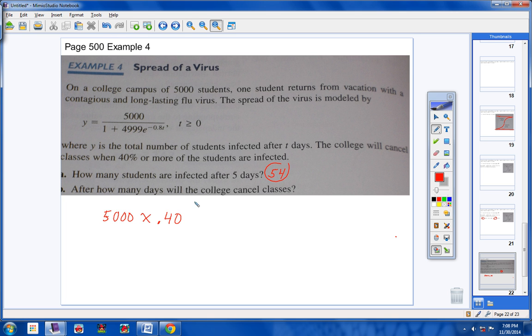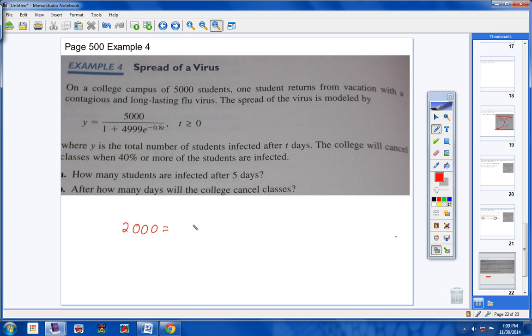2,000. So when there are 2,000 students absent, they'll cancel classes. Got it? Okay, so here we go. We have to take this model, and where the y is, we're no longer putting something in for t. We're now putting something in for y, and we're going to solve for t. This will not be easy, so please pay attention. We put 2,000 in for y, because that's how many students need to be absent, 40%, in order for the college to close.